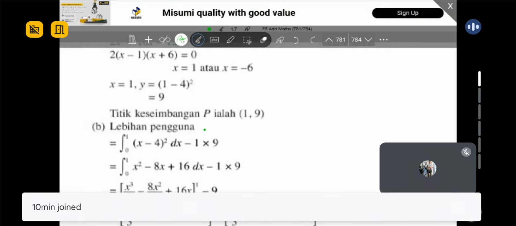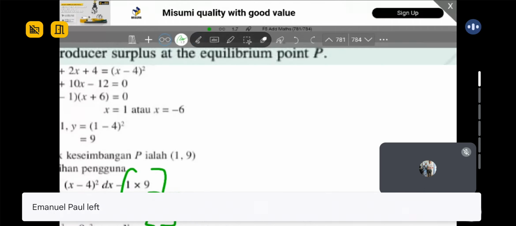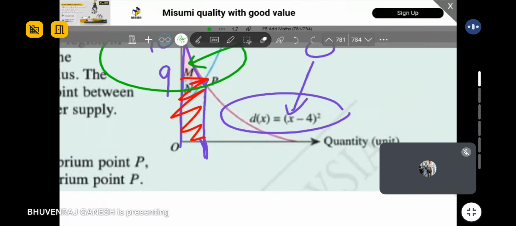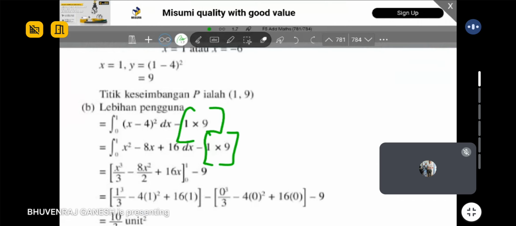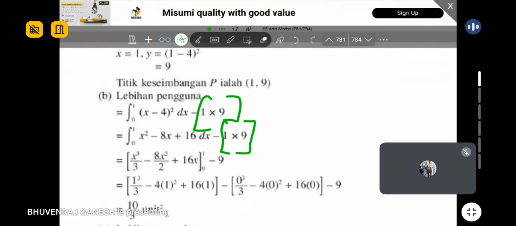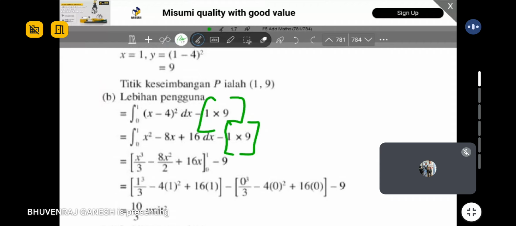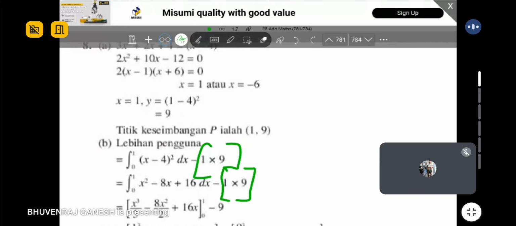Okay, this one actually is in brackets to make you understand better. So 1 times 9, how do they get it? This one is 1, this one is 9. So kamu ambil luas segi empat. You take the area of the rectangle. So the answer is 9. Alright, so then you will get the final answer: 10 over 3 unit squared. Okay, guys? Any problem for part B? Boleh dapat the concepts? Okay.